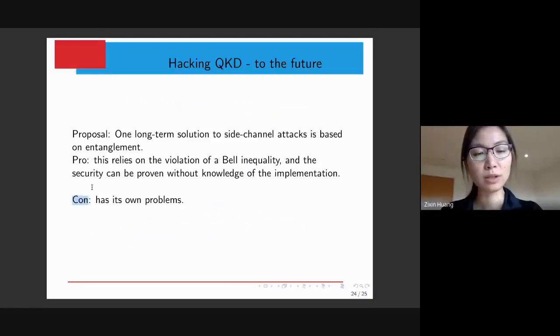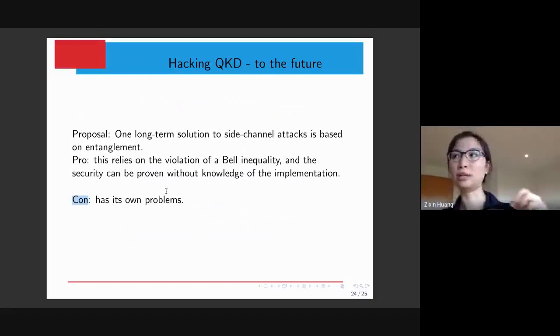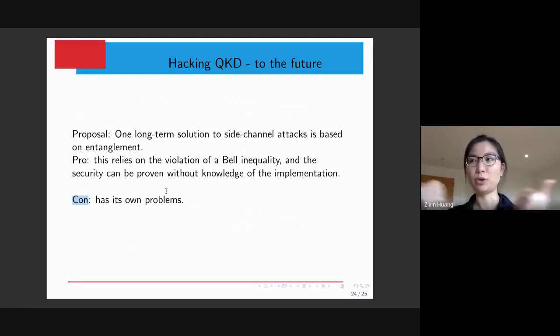So cons, this entanglement-based QKD system or proposals have their own problems in the sense that the count rates are very low and it's much more difficult. So you might imagine it's not that difficult to send a train of laser pulses between Alice and Bob, and it has been implemented. It's been shown that it can work for several hundred kilometers, and it is so far very difficult to spew out entangled pairs for Alice and Bob who are separated by that sort of distance.